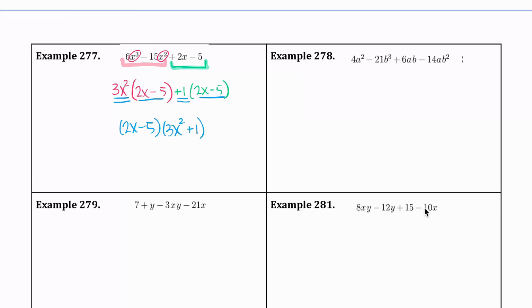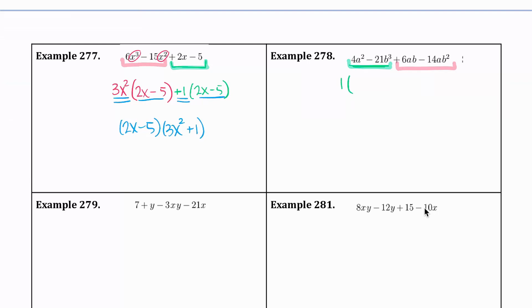Okay, so let's look at this next one. Let's see kind of what the problem is here. I'm going to group these up. And then notice if we look at our first group, these two do not have a common factor. They only have a 1. So let's just see what happens. You don't have to write this down. I'm going to erase it in just a second.